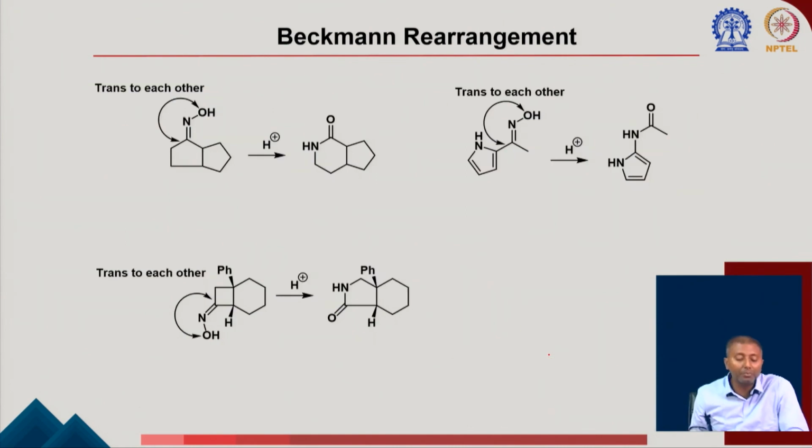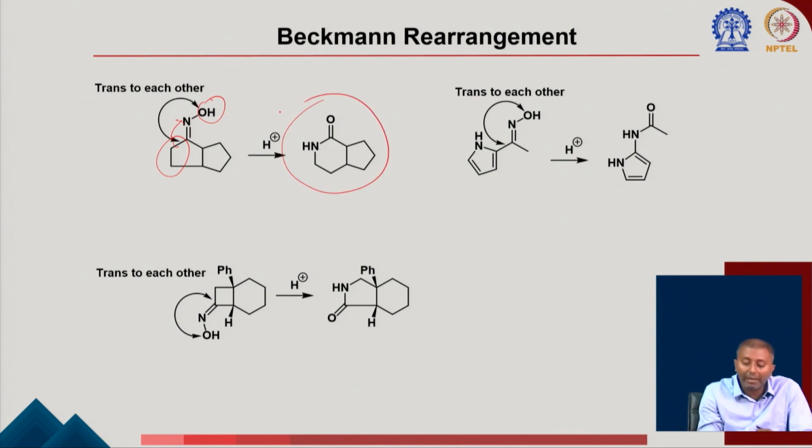There is some other example I am going to show you. In the previous case, you looked for primary versus secondary versus tertiary. Here you look for which one is trans to it. Here this particular skeleton is trans to it. That is why this side is getting expanded to form the corresponding product. Again you can see here this group is trans to it, not this one. So if this is trans to it, this is going to migrate to form this product.